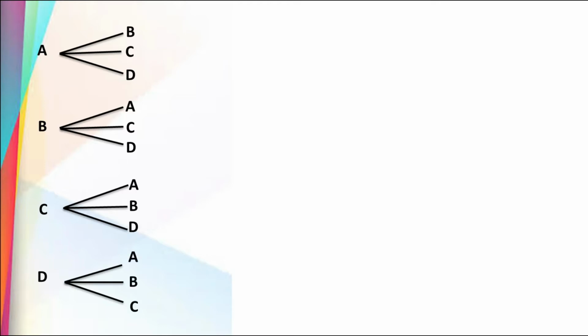For the third part, our remaining choices are C and D, B and D, B and C. Next, in this part, our remaining choices are C and D, A and D, and A and C. Next we have B and D, A and D, A and B. Then we have B and C, A and C, A and B.